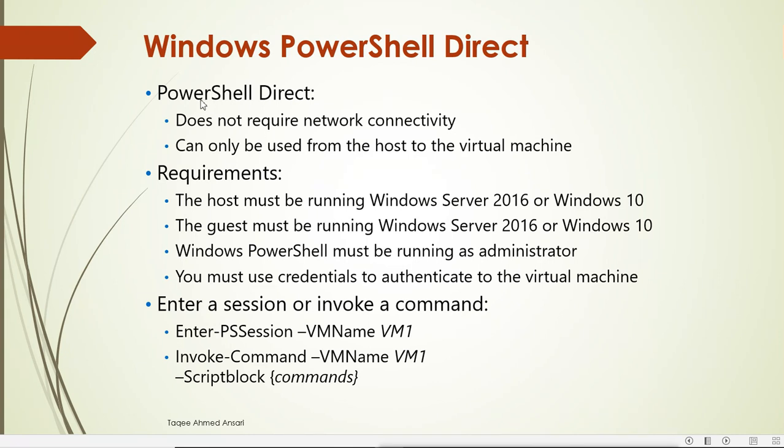PowerShell Direct does not require network connectivity, and it can only be used from the host to the virtual machine. Remember, it is only for the host. It is not for other machines. If Hyper-V is installed on server 1 and you try to do it from server 2, it will not work. That means if server 1 has Hyper-V installed and a virtual machine in that Hyper-V, then we can only access it from server 1 itself, which is the host.